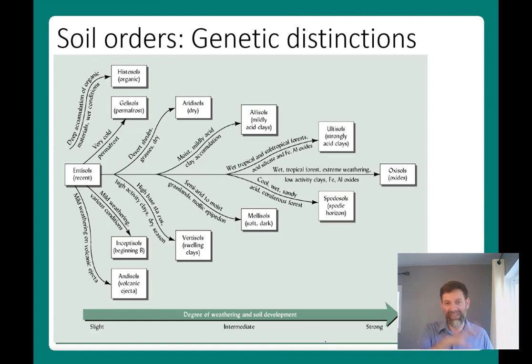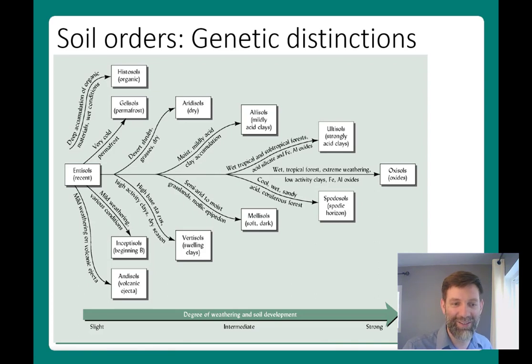In terms of, so that's for classification. In terms of genesis, how they form, this is kind of a model. Generally speaking, we imagine that all soils start as an entisol, or most. Histosols, because they are organic from the get-go, are kind of in their own world. But you start as an entisol, and then things change. And depending on how it changes, you can branch off in different directions.